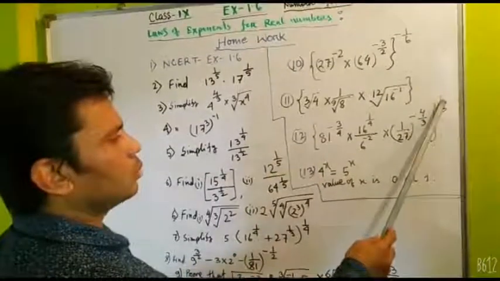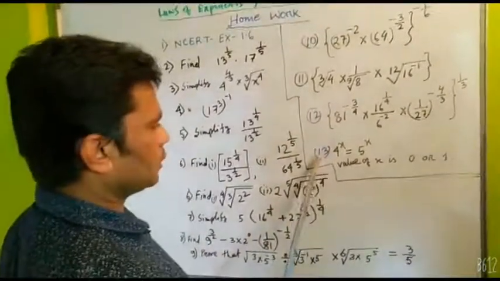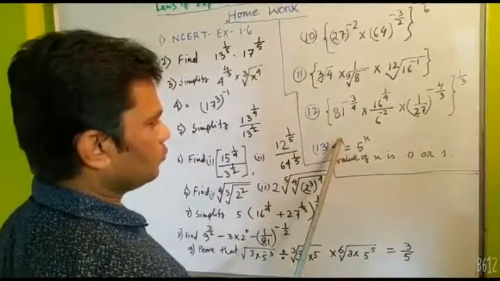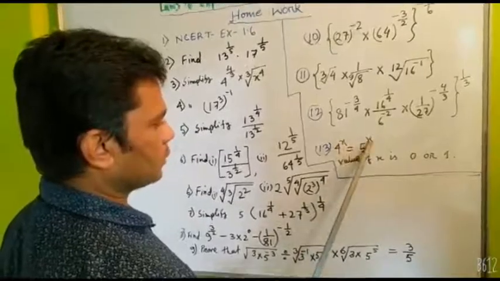Now we find out: if 4 to the power x is equal to 5 to the power x, then what is the value of x? The value of x is 0 or 1.